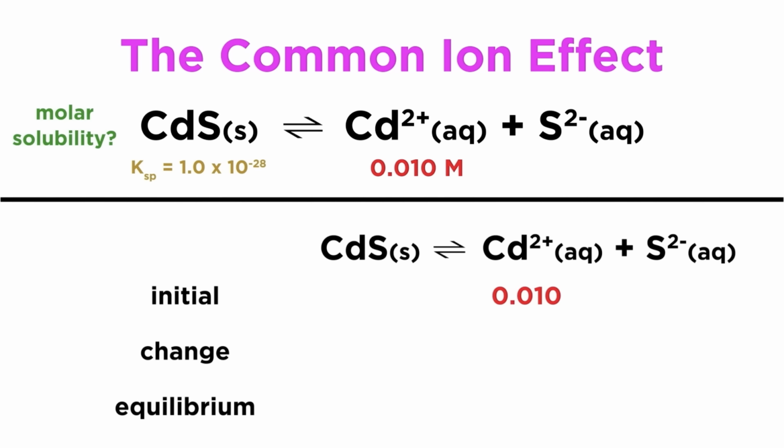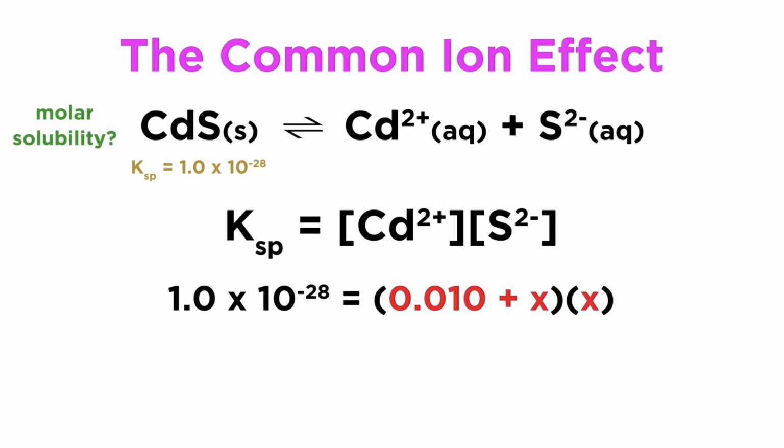We know the initial concentration of cadmium ion is 0.01 from the cadmium bromide, and there is no sulfide at first. Then a tiny amount of the cadmium sulfide will also dissolve, so we must add a change of x to each initial concentration to get our equilibrium concentrations, which will be 0.01 plus x and x. We can then plug these terms into the Ksp expression like so.